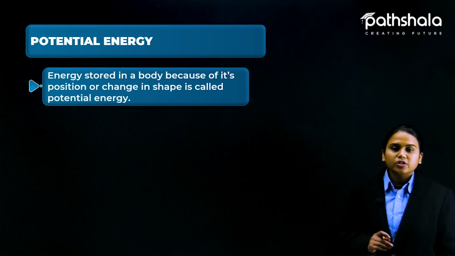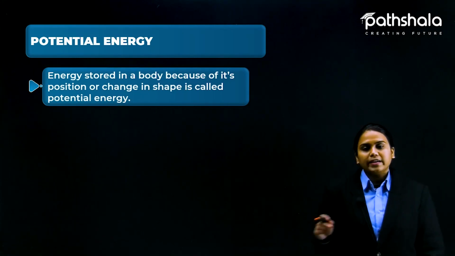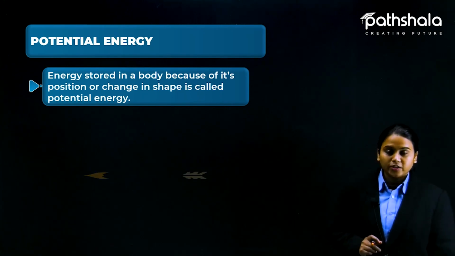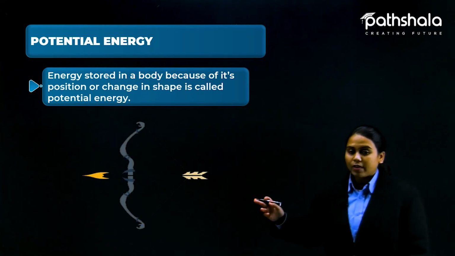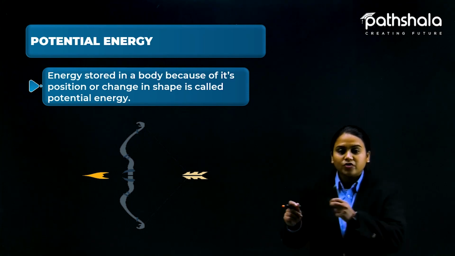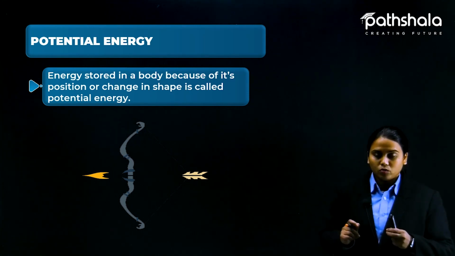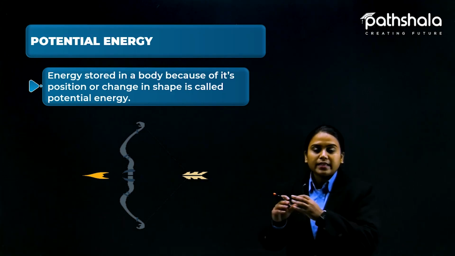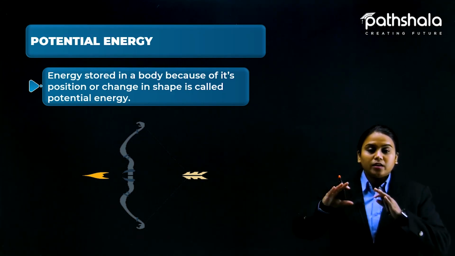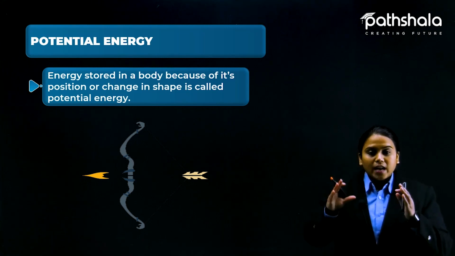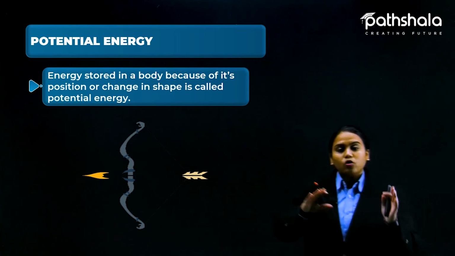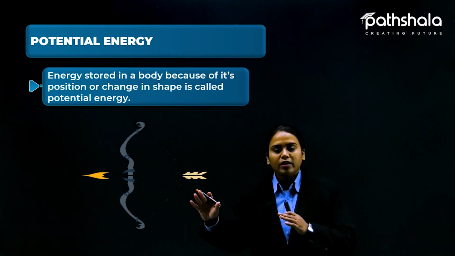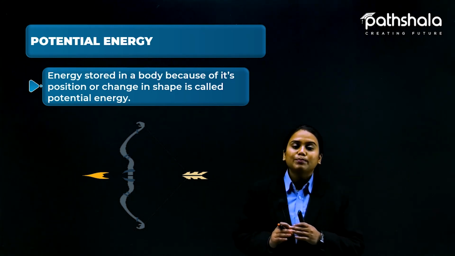That is the energy stored in the body because of its position or change in shape, called potential energy. As I told you in the example of the arrow and bow, we are stretching the thread of the bow and it regains its shape. The shape of the bow has changed, and now it is occupying its original shape, and for that it throws the arrow in the forward direction with a speed.